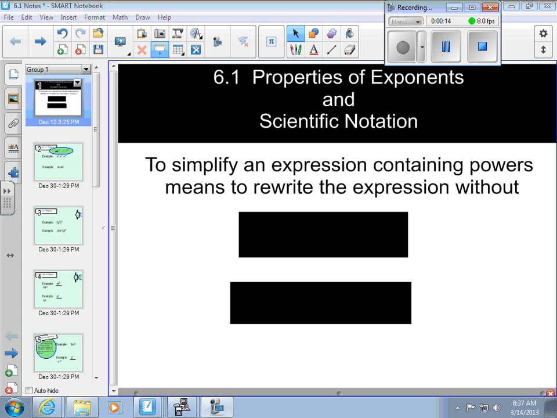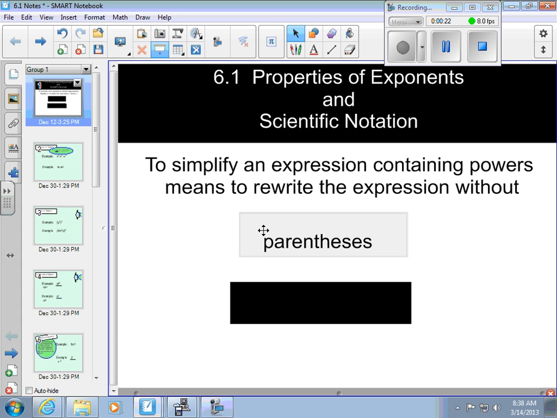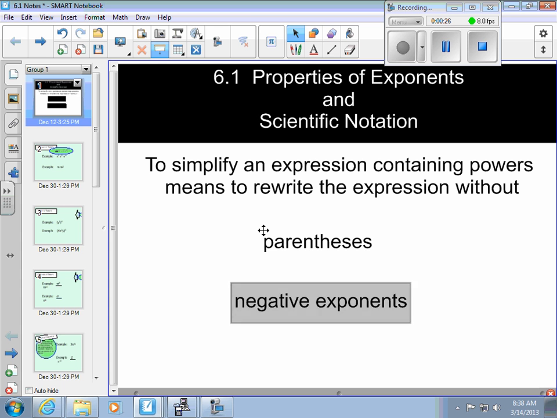All right, on the top of your note sheet, to simplify an expression containing powers means to rewrite the expression without parentheses or also without negative exponents. We don't ever want to leave our answer with negative exponents, just not good math notation to do that. All right, so getting into the different properties of exponents that you see on your note sheet there.